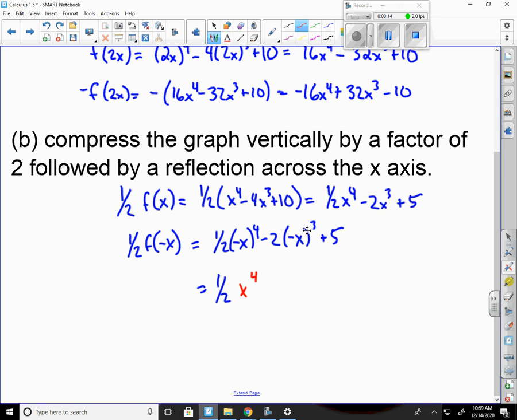Then negative x to the third keeps it negative, so negative x times negative 2 becomes a positive 2x to the third, and then plus 5. And that's it for that one.